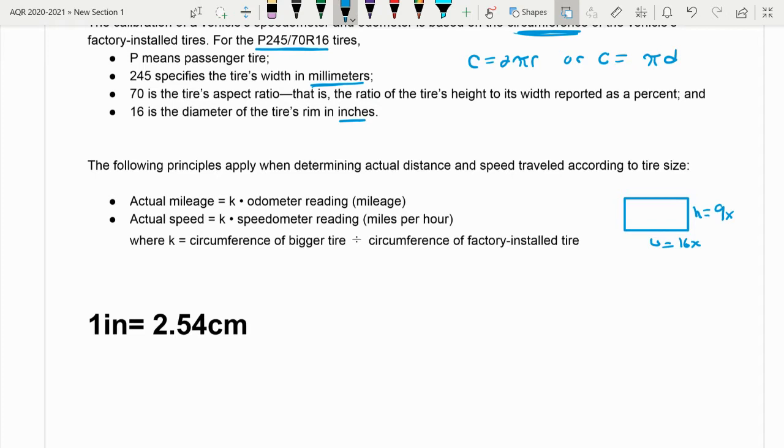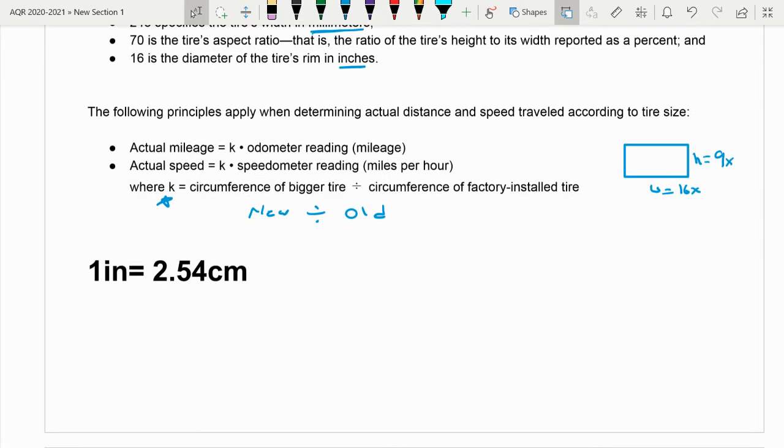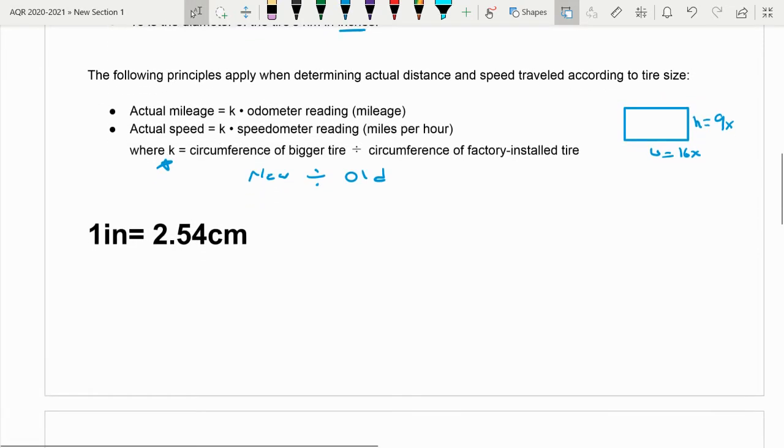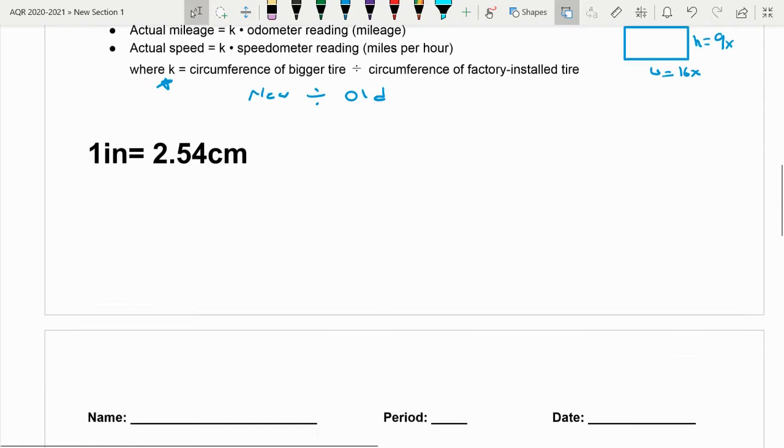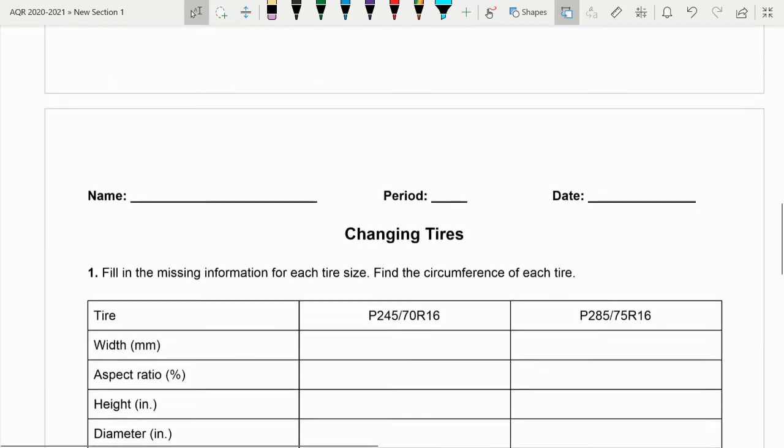All right, so odometer reading times the speedometer reading. And the way you calculate K is right here. It's kind of hidden. K equals the circumference of the bigger tire divided by the circumference of the factory installed tire. So in other words, new tire divided by the old tire. Right there is basically what it's saying. All right, and then I give you a conversion here. 1 inch equals 2.54 centimeters. So you can ask Google or Siri. They can give you all that stuff there.